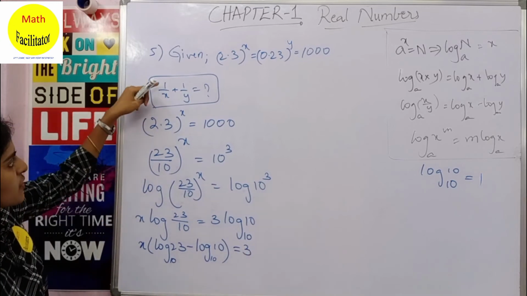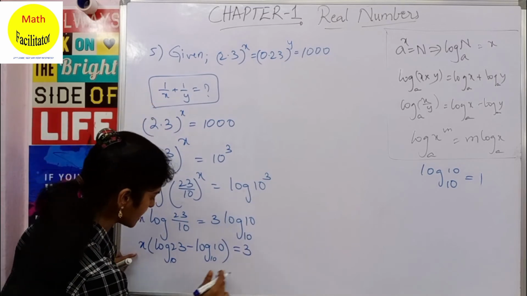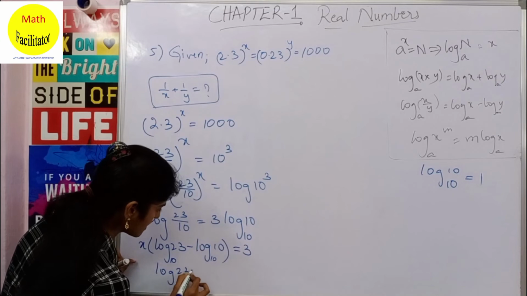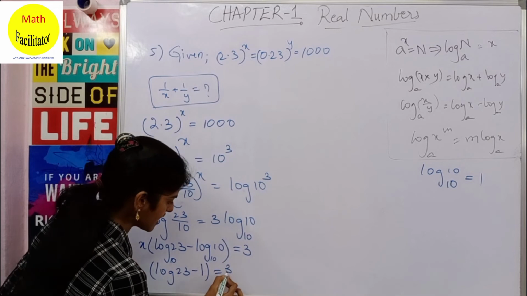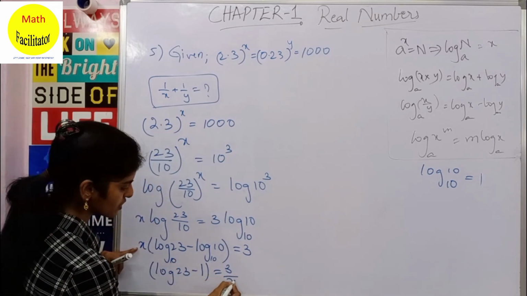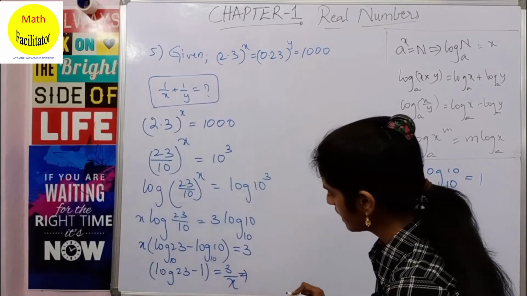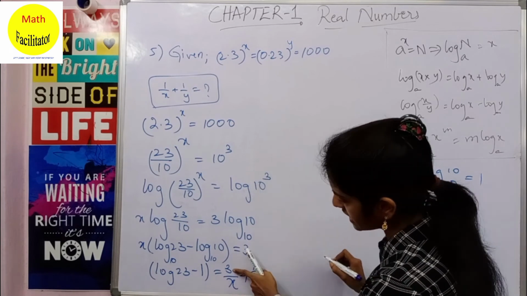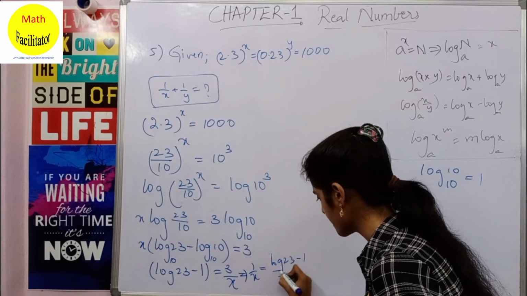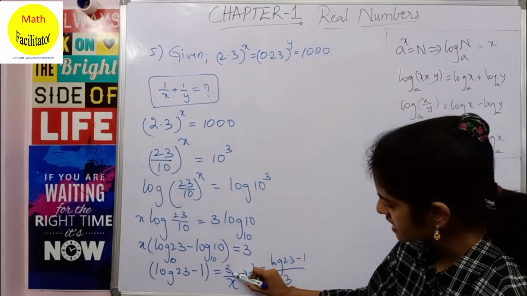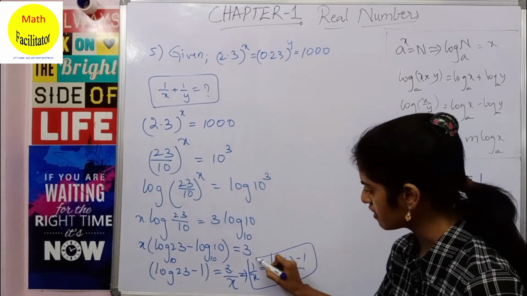Now you want 1 by x. In the question they are asking you the 1 by x value. So let us take x to the other side. So log 23 minus, now log 10 to the base 10 is 1, so log 23 minus 1 is 3. Now x is multiplication here, it goes to the other side and becomes division. So if I want 1 by x, 1 by x is equal to log 23 minus 1 divided by 3. This 3 is multiplying here, and if it goes to the other side, it becomes division. Clear? So now you got the value of 1 by x.